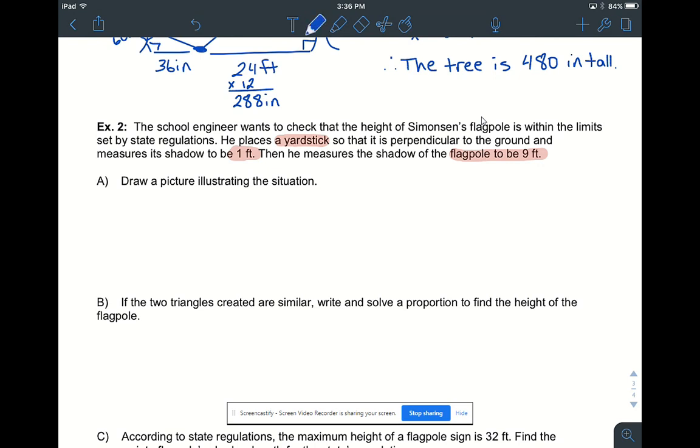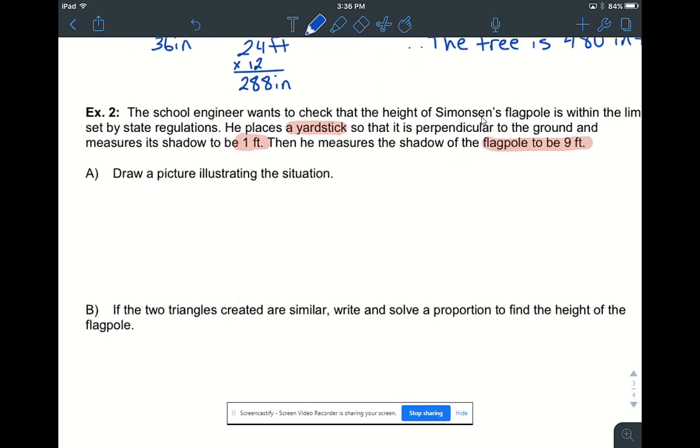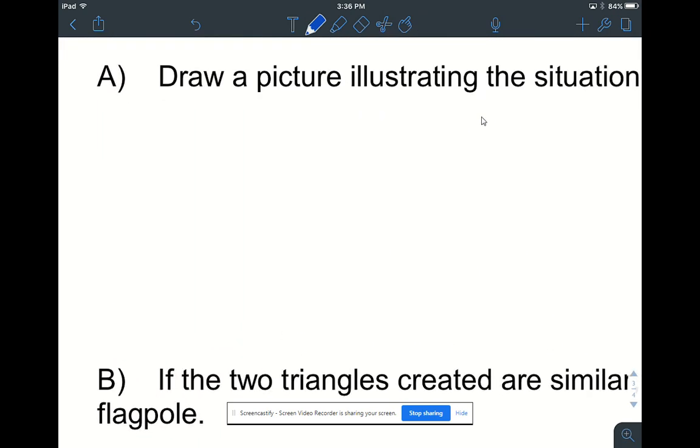So let's, part A, draw the picture to illustrate the situation. So he places a yardstick. Well, we're going to draw this little yardstick here. You guys, a yardstick, you got to think in feet here because everything else is in feet. 3 feet. And then its shadow is 1 foot. So what did we create? Oh, look at that, a right triangle.